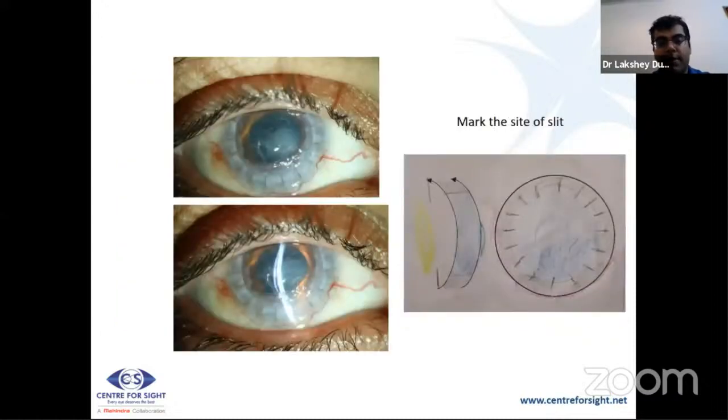This is a failed graft. See, corneal edema with blue, DM folds with blue, bullae with blue, cataractous lens with yellow, and you should show the depth of involvement. You should always mark the site of the slit. So mark in the frontal diagram where you are drawing the slit and then draw a slit diagram.